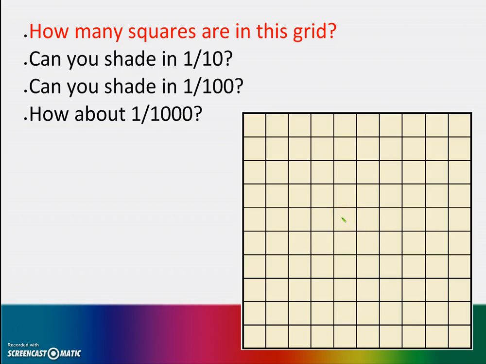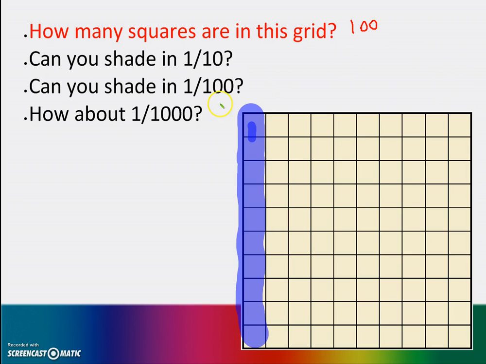So if we look at this 10 by 10 grid, we can use this to understand what a decimal looks like. So this grid represents one whole. Now, since it's 10 by 10, if you counted them all, you would see that there are 100 squares in the grid. So 1/10 of that, if we were going to shade that in, would just be one of these columns, like this. That's what 1/10 looks like.